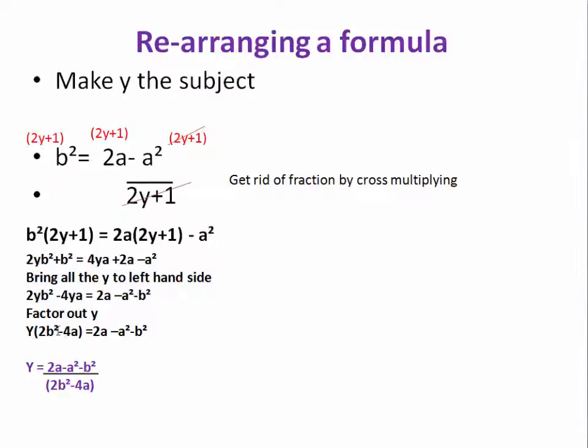Factor out the y on the left hand side. So when we take the y out, this becomes y times 2b squared minus 4a in brackets equals 2a minus a squared minus b squared. Then to keep the y on the left hand side, y equals, take this whole thing to the other side, so divide by that. Here this is, remember, multiplication. The opposite is division. So y equals 2a minus a squared minus b squared divided by 2b squared minus 4a.